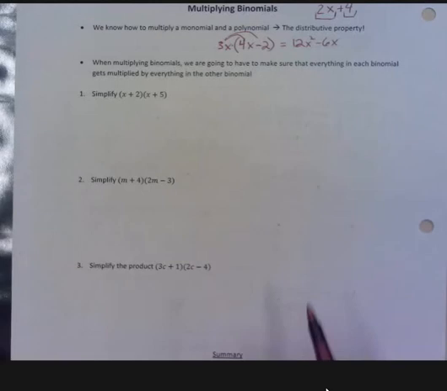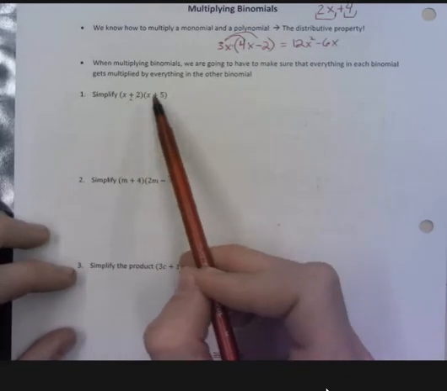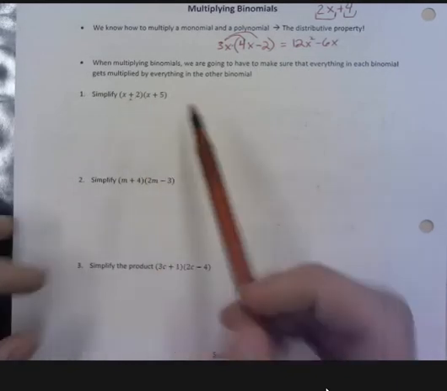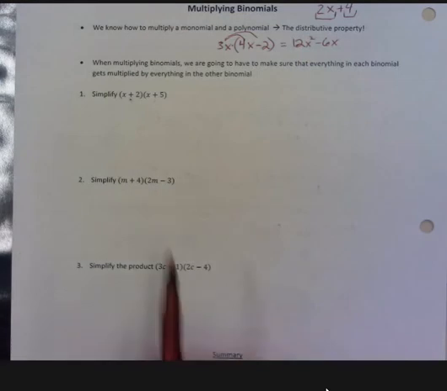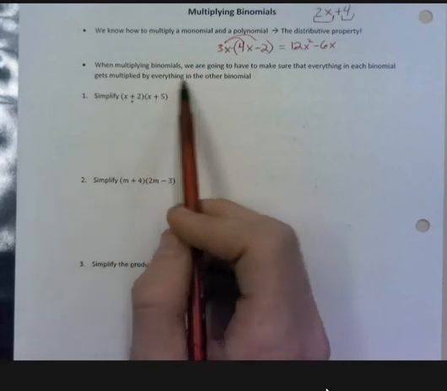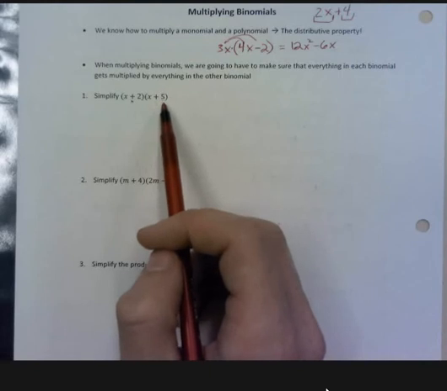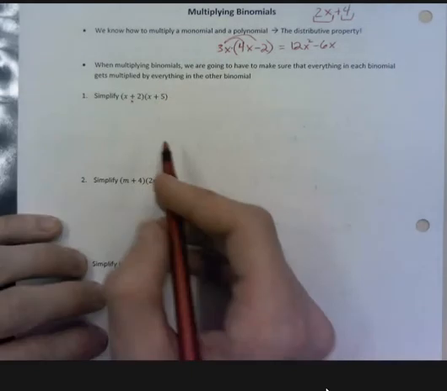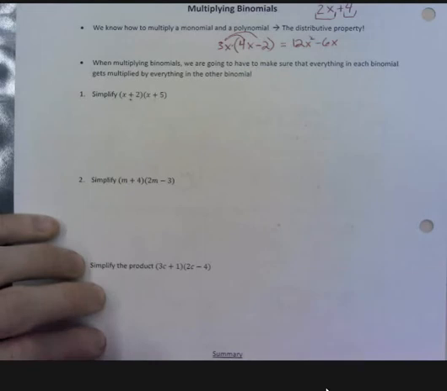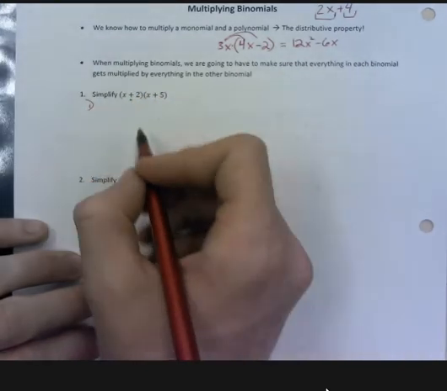Okay? Now, when multiplying binomials, that means we have a binomial times a binomial. We're going to have to make sure that everything in each binomial, so this x and this 2, gets multiplied by everything in the other binomial. That means this x and this positive 5. So there are two methods we can use to do this, and I'm going to allow you to use whichever method you prefer. Okay? So option 1, we're going to do the same problem twice.